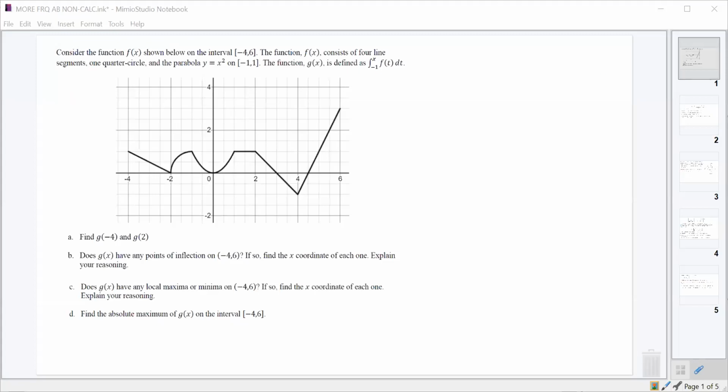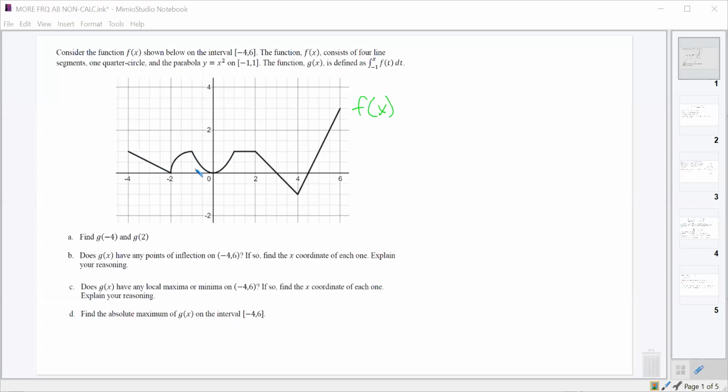So first off, it tells us that we are given f of x. This is the function f of x, and it's 4 line segments, a quarter circle, and then y equals x squared from -1 to 1. Okay? And then we've got that g of x is the integral from -1 to x of f.